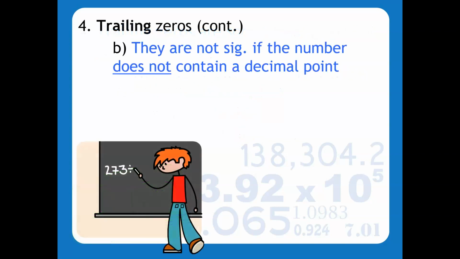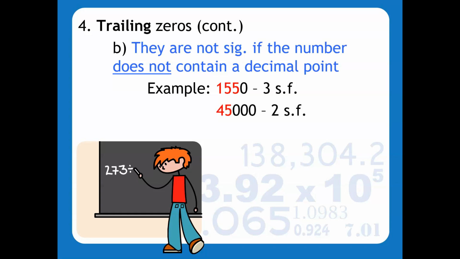The other scenario is, you probably guessed it, they're not going to be significant if the number does not contain a decimal point. So in this number, 1550, that 0 is not significant because there's no decimal point. In the number 45,000, there are only 2 sig figs here because, again, there's no decimal point at the end.